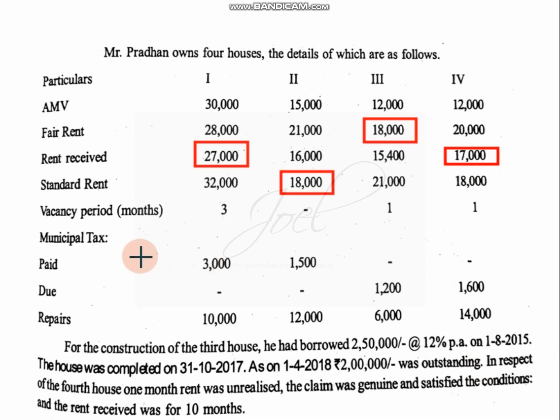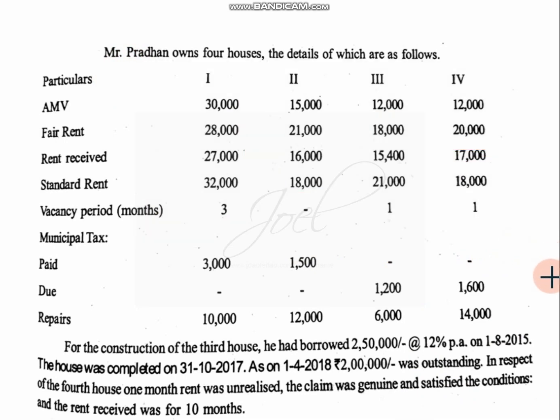From gross annual value, one deduction, that is municipal tax paid, is not given here. You will arrive at annual value, 30% standard deduction. There is no interest on housing loan. So this is the problem. We will see the solution now. Before that, pause the video and write down the problem. We will see the solutions now.